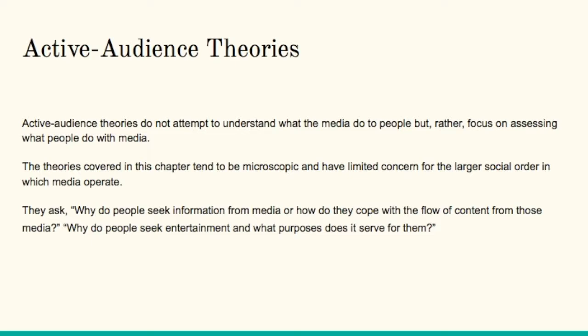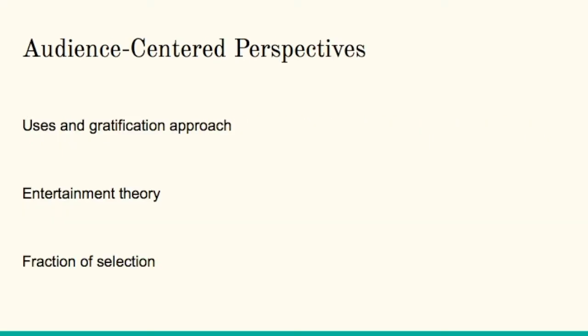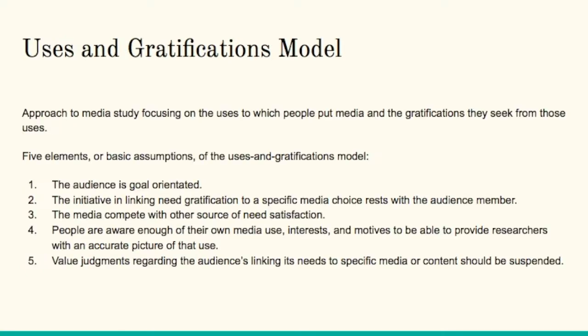Theories covered in this chapter tend to be microscopic and have limited concern for the large social order in which media operates. They concentrate on understanding how audiences routinely use media and are affected by this use. They ask, why do people seek information from media, or how do they cope with the flow of content from those media? And why do people seek entertainment, and what purposes does it serve for them? The three main models that we're going to be covering are the uses and gratifications approach, the entertainment theory, and the fraction of selection theory.